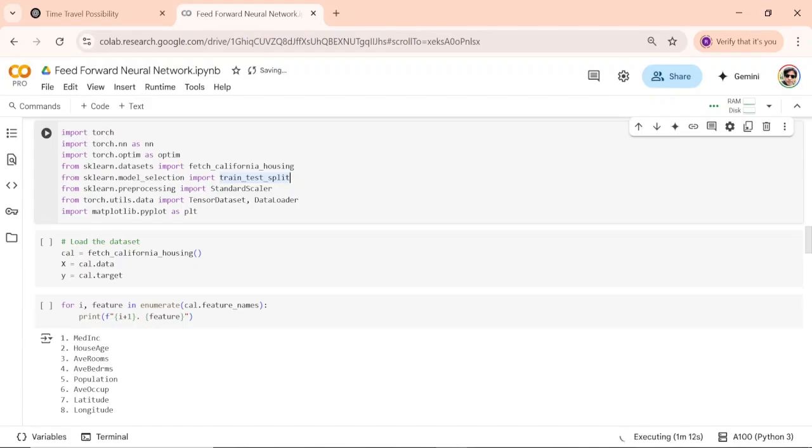We have a large data set called the California housing data set. Based on the features of a house, or the location or population of the area in which that house is, we have defined the price of that house. So based on that learning, the model will try to predict the price of a house for any unknown feature data.